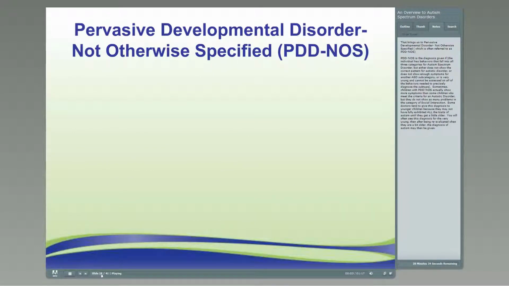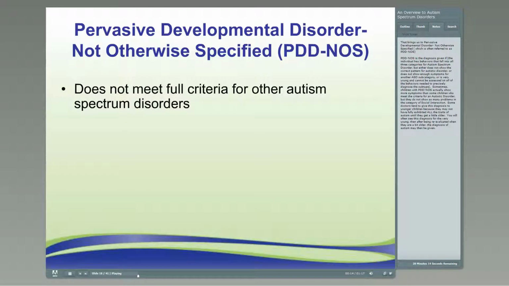This brings us to pervasive developmental disorder not otherwise specified, which is often referred to as PDD-NOS. PDD-NOS is the diagnosis given if the individual has behaviors that fall into the three categories for autism spectrum disorder, but either does not show the correct pattern for autistic disorder, or does not show enough symptoms for another ASD subcategory, or is very young and cannot be assessed on all of the behaviors needed to precisely diagnose the subtype.